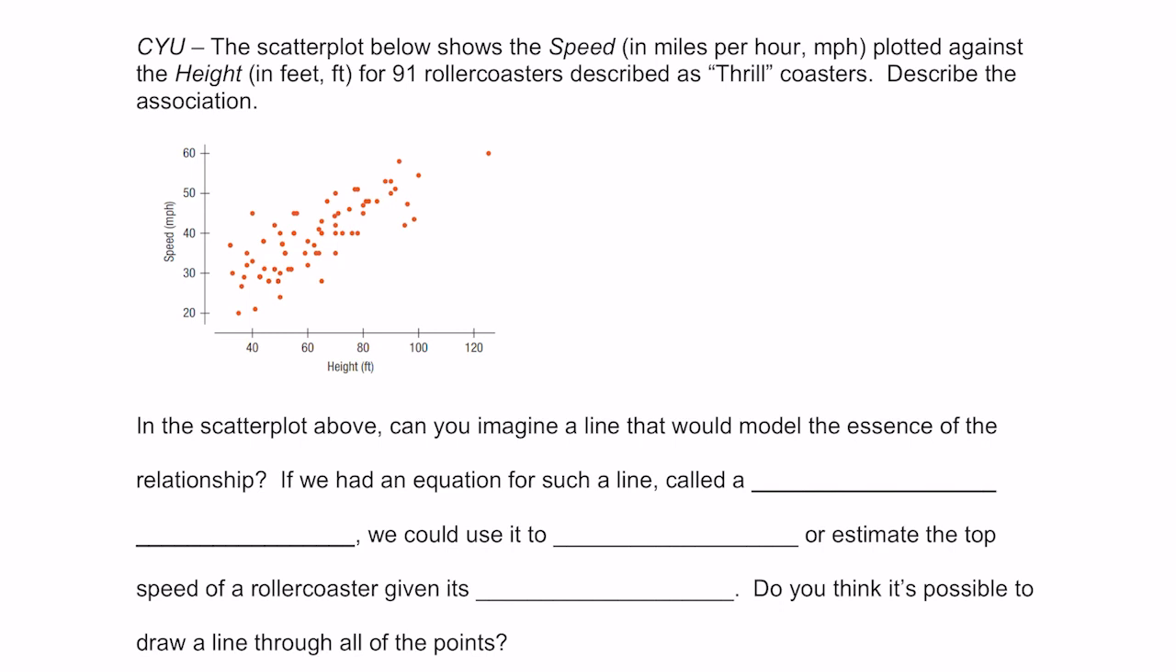So if you'll recall, when you describe an association, you need to talk about the direction. So is it positive or negative? The form, is it linear or nonlinear? The strength, and we say strength when it's linear, we can discuss correlation, right? And correlation, remember, measures the strength and direction of a linear association between two quantitative variables. And then we also want to mention any outliers that we may see. So take a second, pause the video for about a minute, and describe the association between the height and speed of these roller coasters.